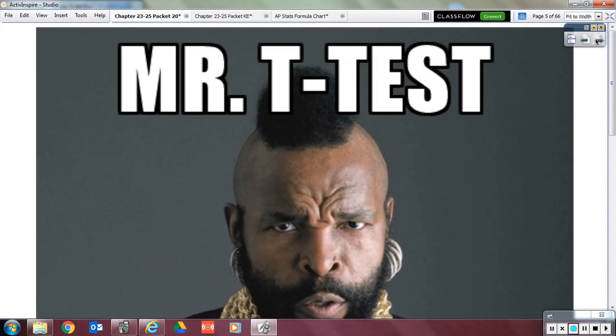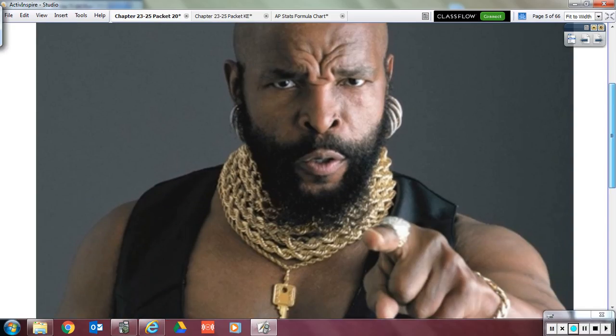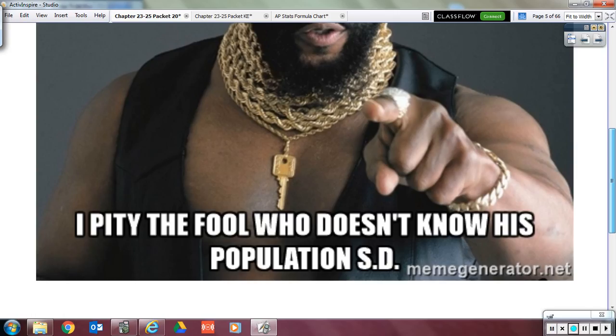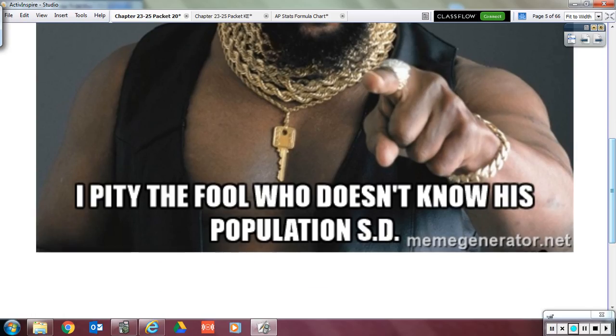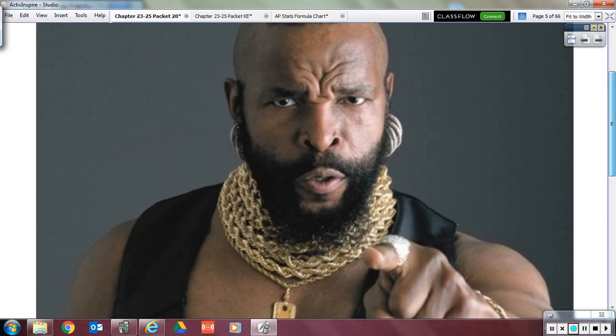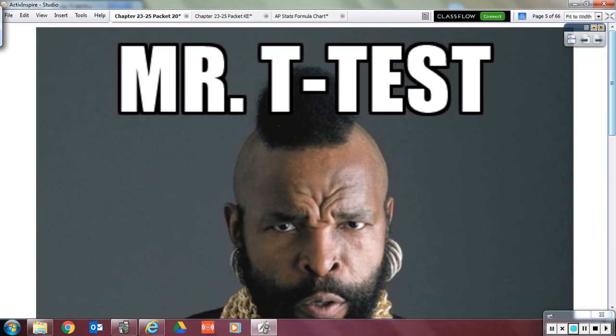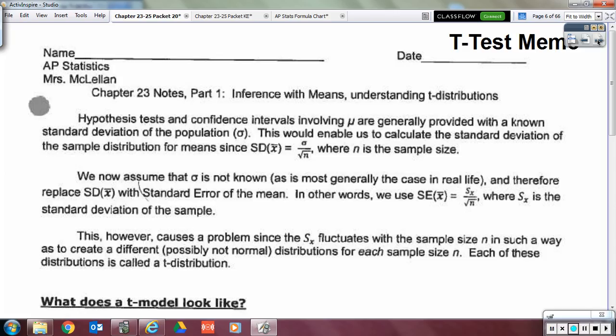And so here's Mr. T-test himself saying that I pity the fool who doesn't know his population standard deviation. So if you don't know your population standard deviation, you have to do a t-test and t-interval and use the t-curves. So let's talk t-curves. Here we go. So this is on the first page of notes in your packet.